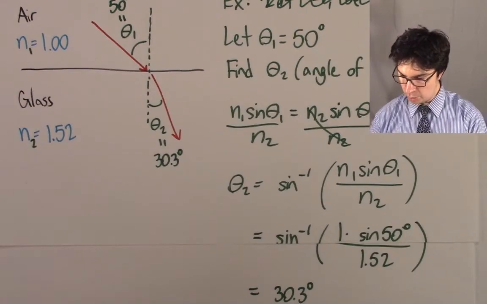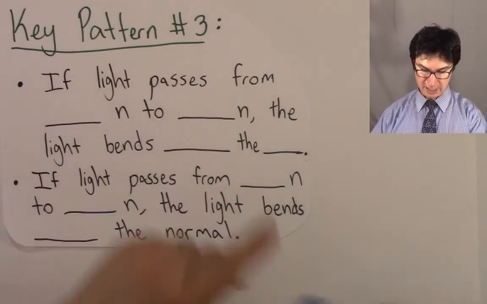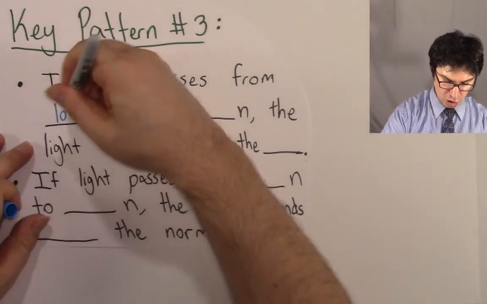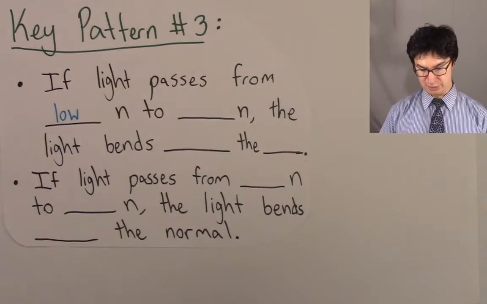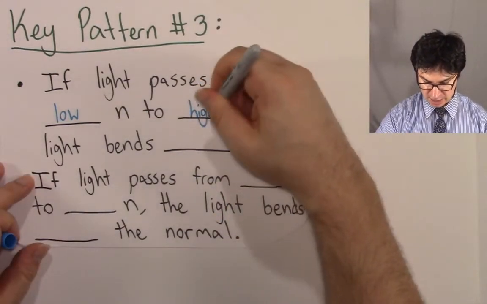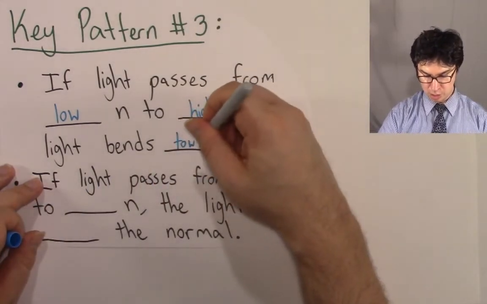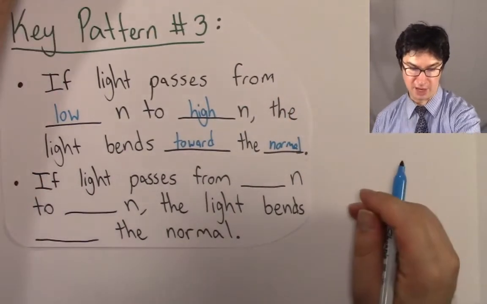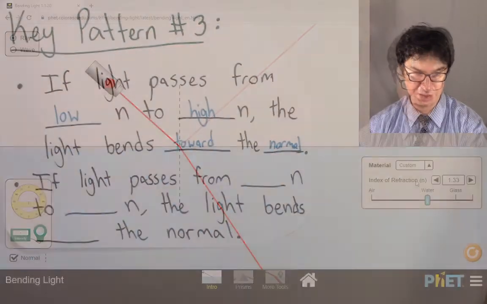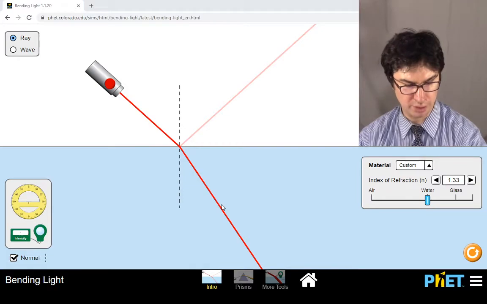And now I want to take a look at key pattern number 3. Okay? Key pattern number 3 states that if light passes from a low index of refraction, that's a less dense material, into a high index of refraction, that's a more dense material, the light bends toward the normal. Okay, and we just saw that, right? And if we go back to our simulation real quick, you can see going from air into, in this case, water, the light bends toward the normal.